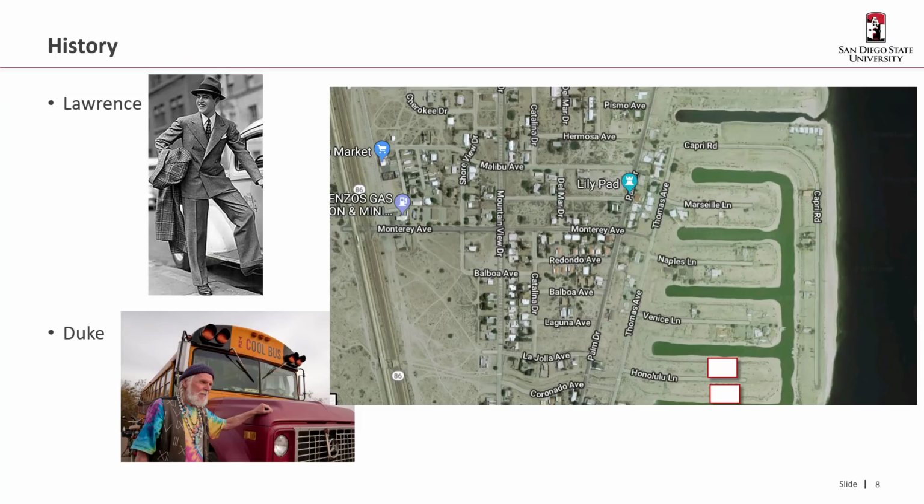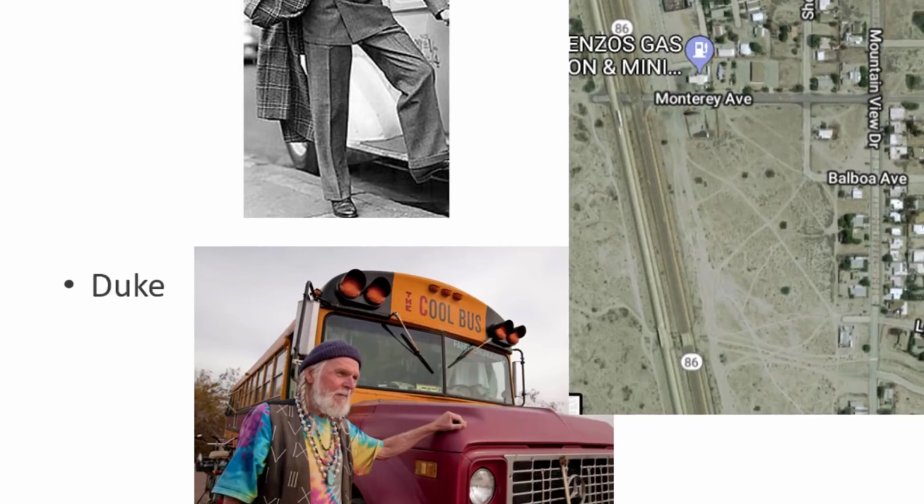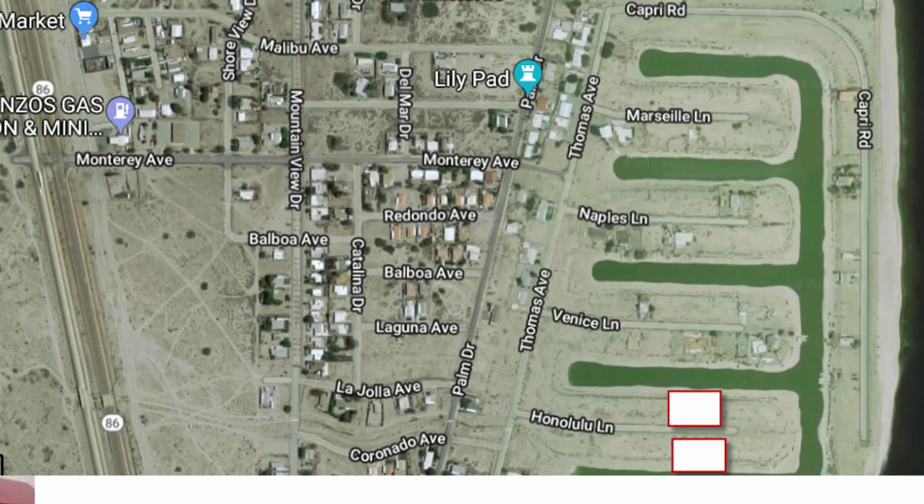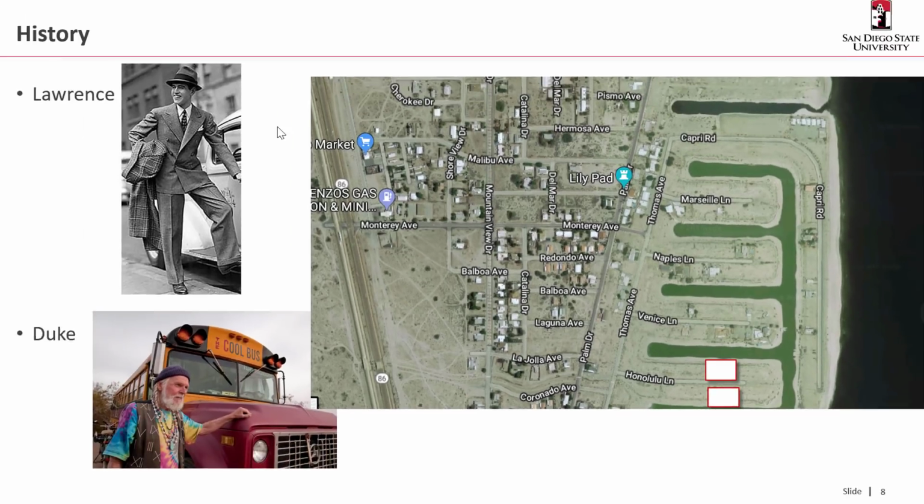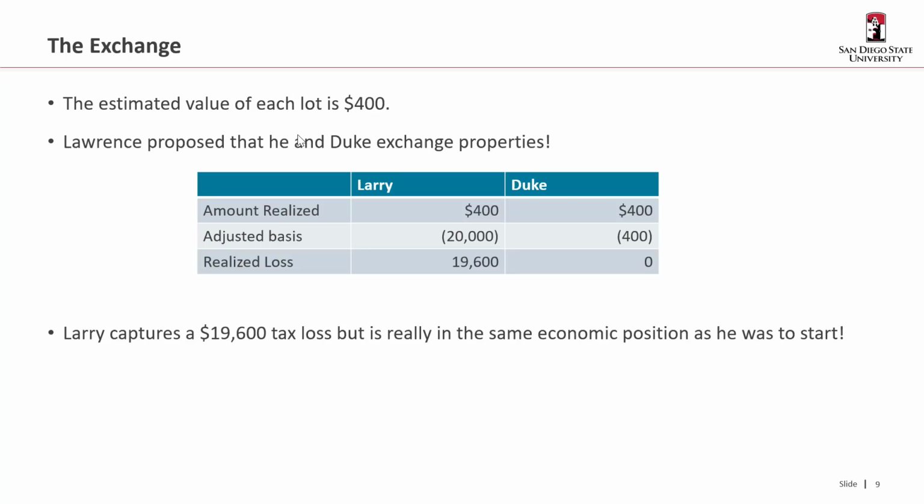Okay, so Lawrence and Duke own this property, and it's near the Salton Sea. And so I've brought up a map of Desert Shores. And you can see the properties are right across the street from each other on Honolulu Lane. So in all other ways, they are similar. And if I could expand the map and zoom in, you would see that the canals that support each of their homes from behind, there's no water in them at all. Okay. So the estimated value of each lot currently is exactly $400.